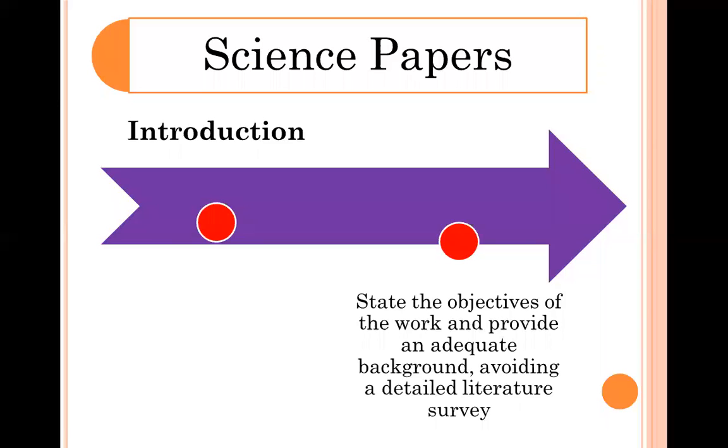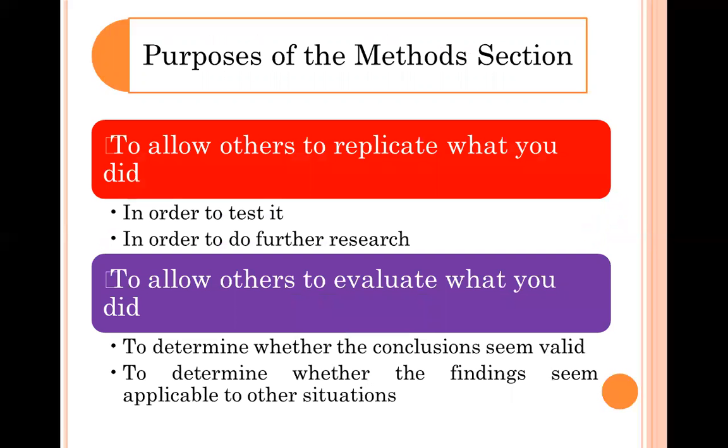So please make sure that you give only adequate background for your research work. You can avoid detailed background information. You can state the objectives of your research work in the introduction part. Fine. Then comes the method section, a very, very important section. Please understand, before we see what we are going to include in the method section, what the purpose is of including a materials and methods section in science papers.